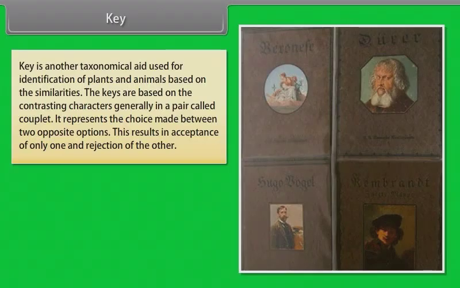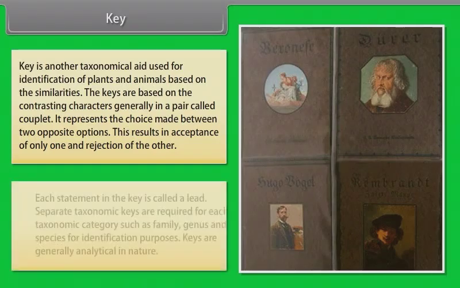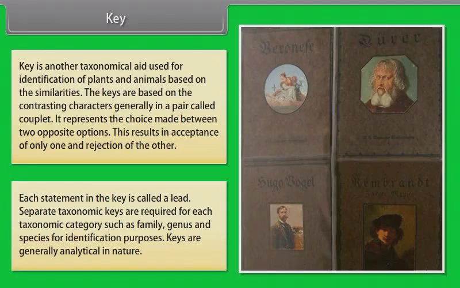Key: A key is another taxonomical aid used for identification of plants and animals based on similarities. The keys are based on contrasting characters, generally in pairs, called a couplet. It represents the choice made between two opposite options. This results in acceptance of only one and rejection of the other. Each statement in the key is called a lead.